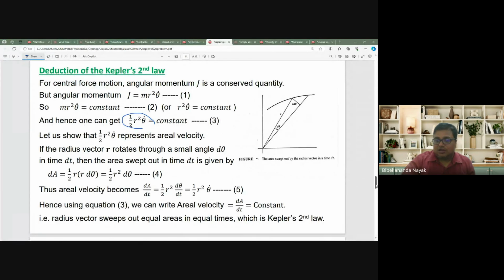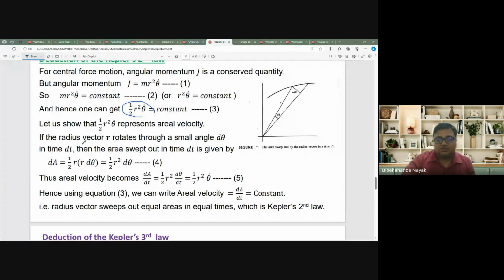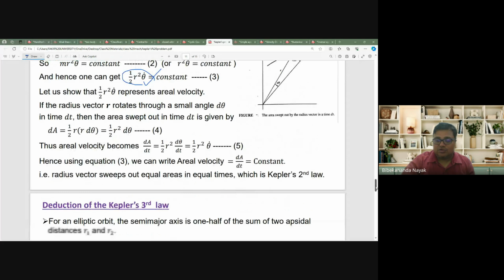But what is half r square theta dot? If the radius vector r rotates through an angle d theta in time dt, then the area swept out in dt is given by half r into r d theta. This area of this region is half r square d theta. If you take the derivative with respect to time, dA by dt is equal to half r square theta dot. But half r square theta dot is constant, so dA by dt is constant. Areal velocity is constant. This is the second law.